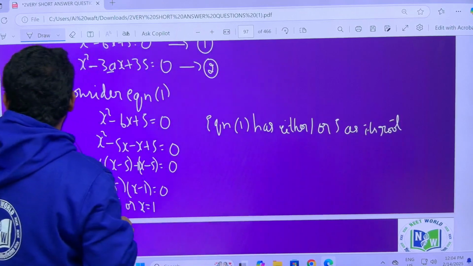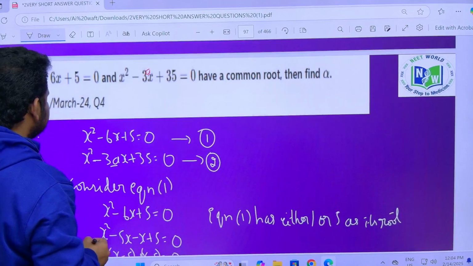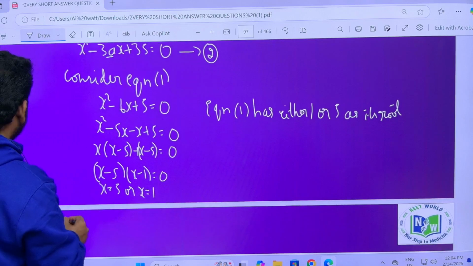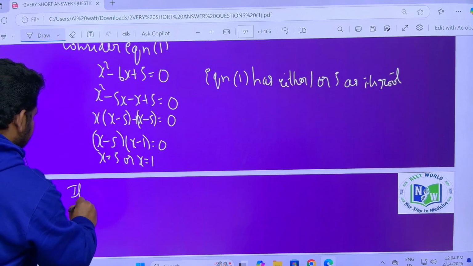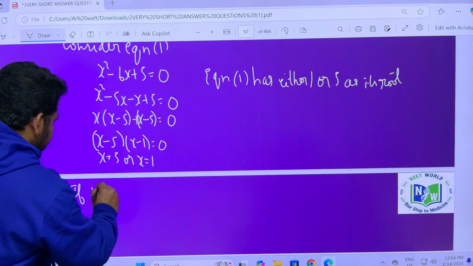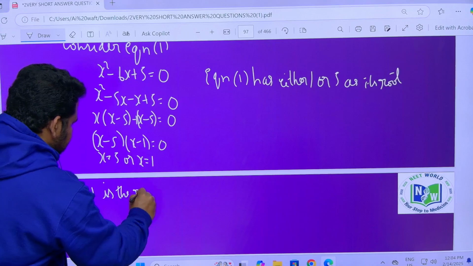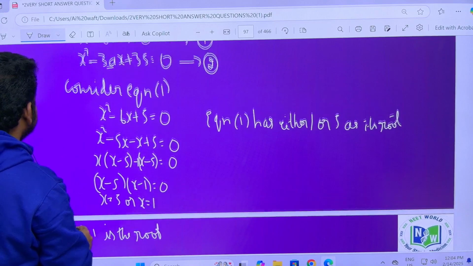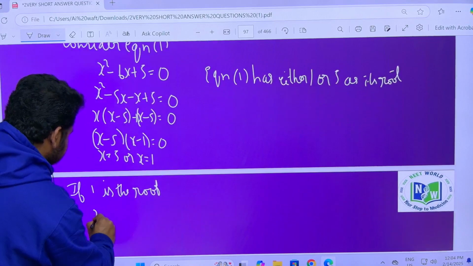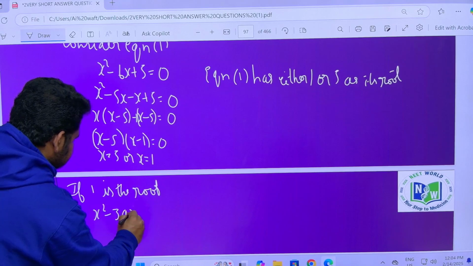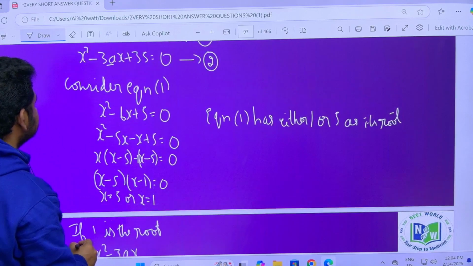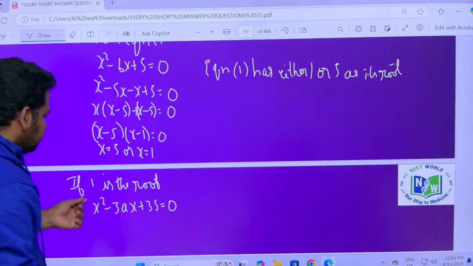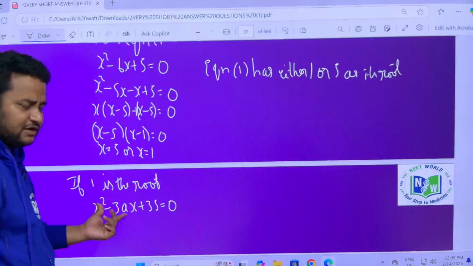Now let us take the second equation. We have to find the value of a. Suppose 1 is the root, then we have to put the value of x equal to 1 in the second equation. So the second equation is given as what? x square minus 3ax plus 35 is equal to 0. If 1 is the root, we have to put the value of 1 wherever x is there.